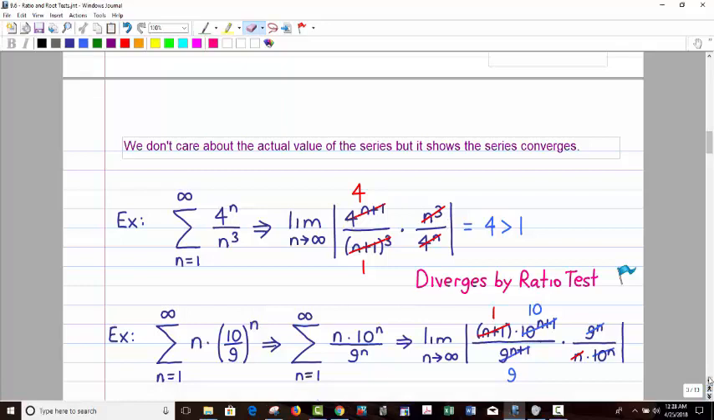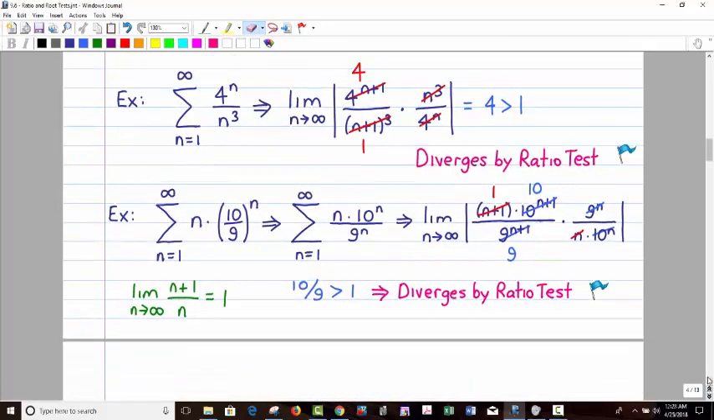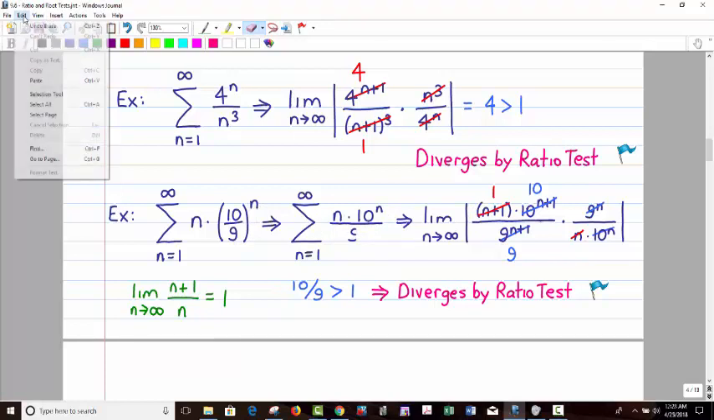Now let's take a look at the next one. We have n times 10/9 to the n. So I broke that up here. I broke the 10 and the 9 up separately. So then I replaced, I don't want to erase that.